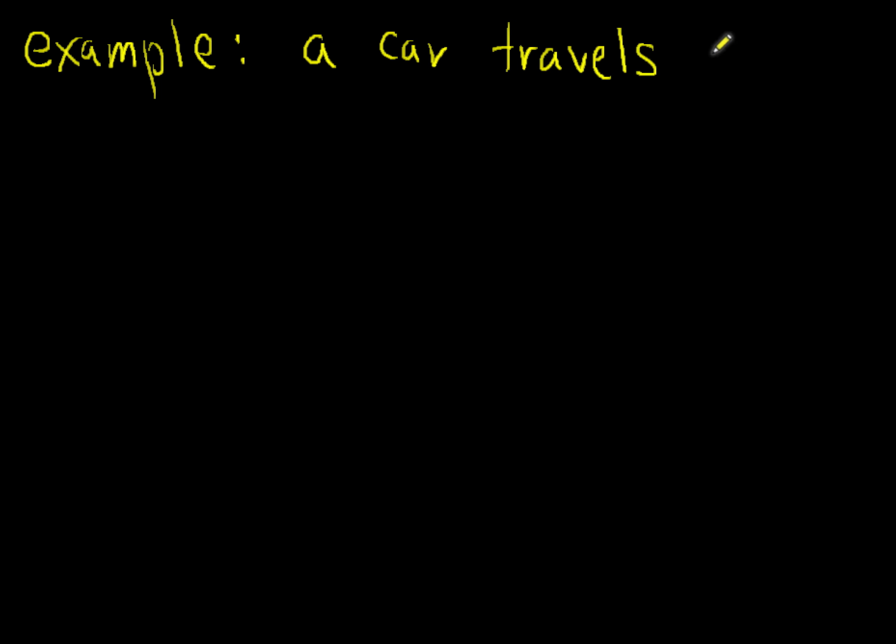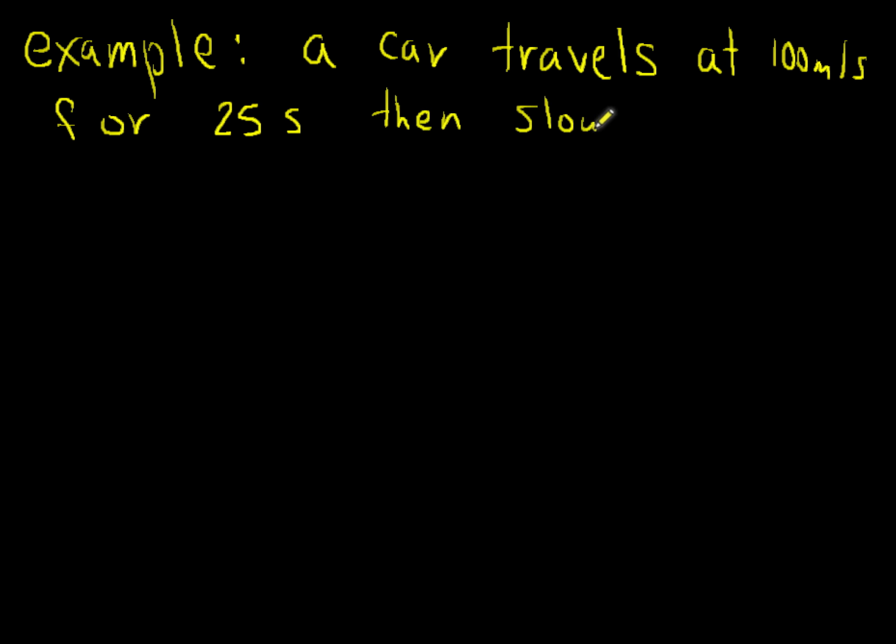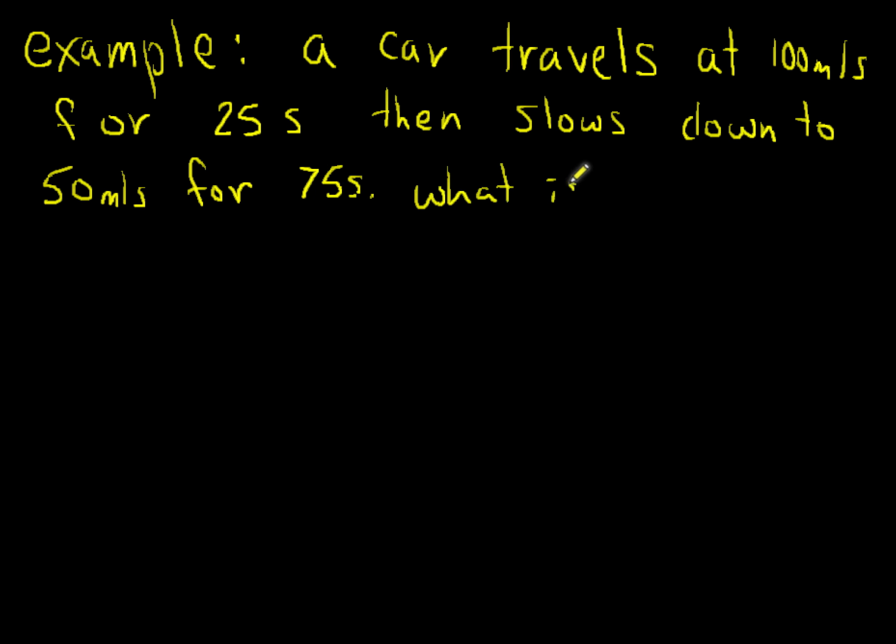A car travels at 100 meters per second for 25 seconds, and then slows to travel 50 meters per second for 75 seconds. What is the average speed of the car?